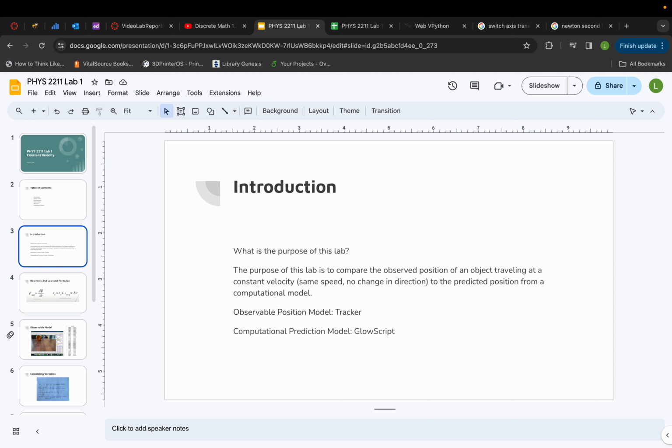This lab uses two softwares, Tracker and GlowScript. Tracker will be used for the observable position model, where video capture of the object moving will be placed into the software to track the change in x and change in time, and GlowScript will be used to simulate the motion of this object.